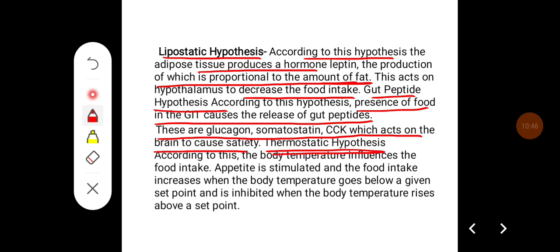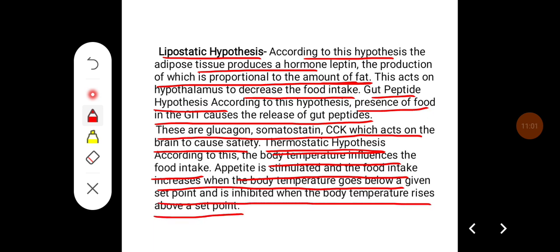Then you have the thermostatic hypothesis. According to this, the body temperature influences the food intake. Appetite is stimulated and food intake increases when the body temperature goes below a given set point and is inhibited when body temperature rises above the set point.